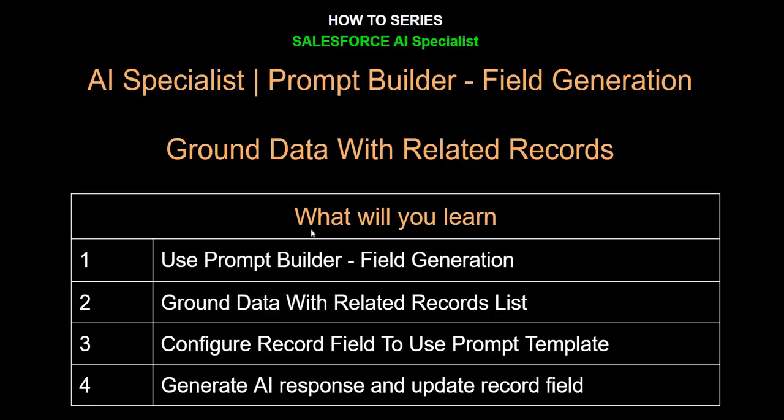And what we will learn: of course prompt builder, and how you can use the field generation template. Then ground the data with a related record list. That's an important thing. Then we will see how to map a record field to the prompt template, get the AI response and update the record field. So that's what we're going to see.